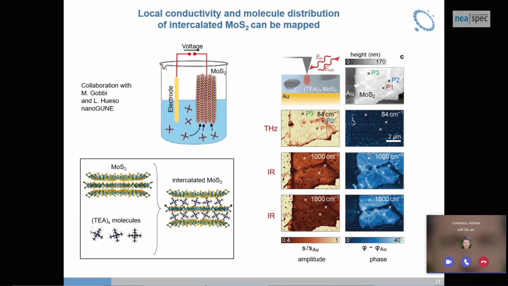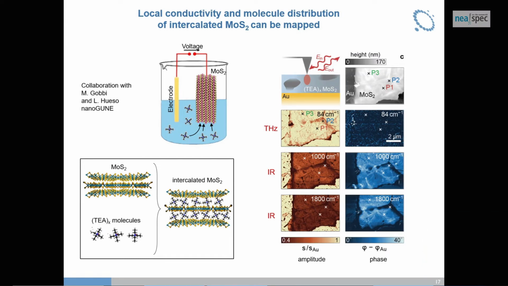So now let me give you an example where we actually see a combined Drude molecular response. This was done in collaboration in-house at Nano Gune with colleagues who intercalated molecules into molybdenum disulfide. They did that because they wanted to make it conductive, and actually it turned out that it becomes even superconductive, putting organic molecules into this MoS2. However, this superconductivity was only partially achieved, and so the question arises: what is going on here?